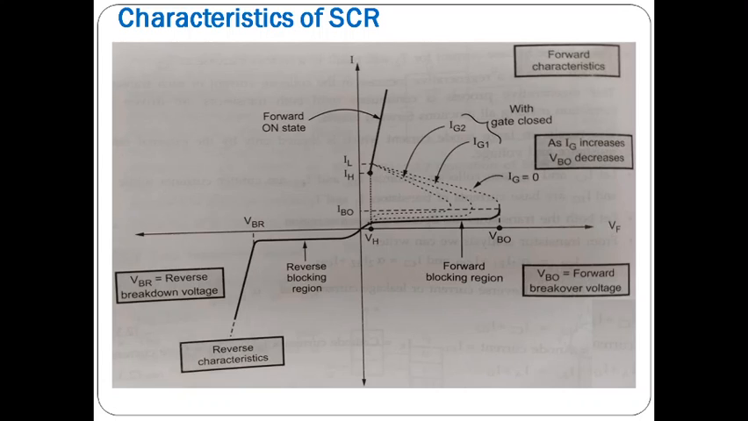You can observe here VBO is also defined. It is the voltage above which the SCR enters the conduction region. The forward breakdown voltage always depends on the gate bias.